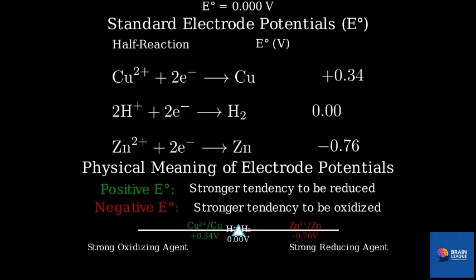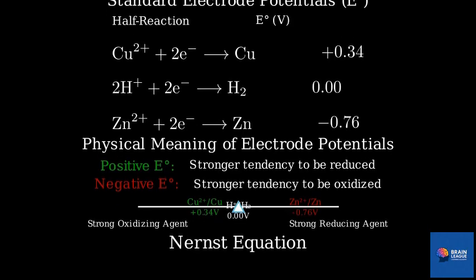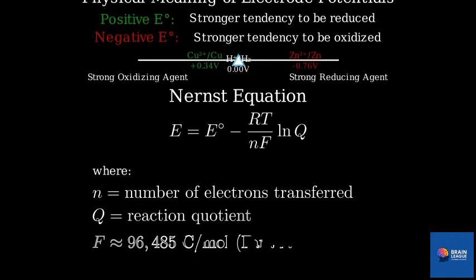When conditions deviate from standard, we use the Nernst equation to calculate the actual electrode potential. The Nernst equation relates the actual electrode potential to the standard potential, accounting for the actual concentrations or pressures of the reactants and products. The equation is E equals E naught minus RT over nF times the natural logarithm of Q, where Q is the reaction quotient.